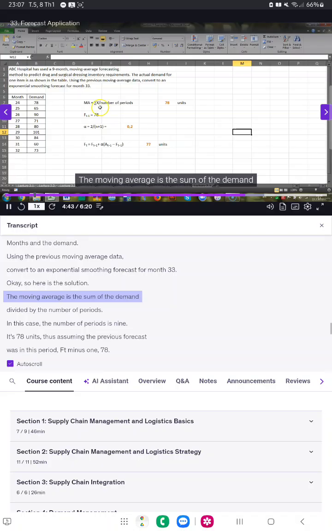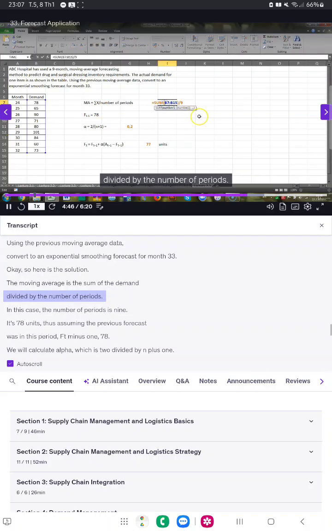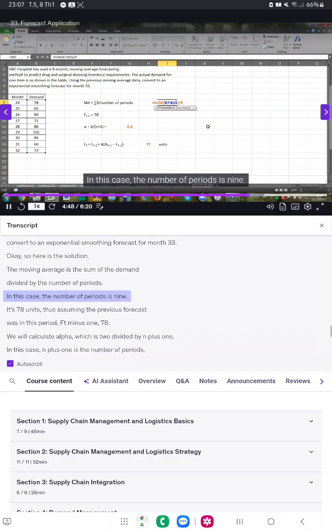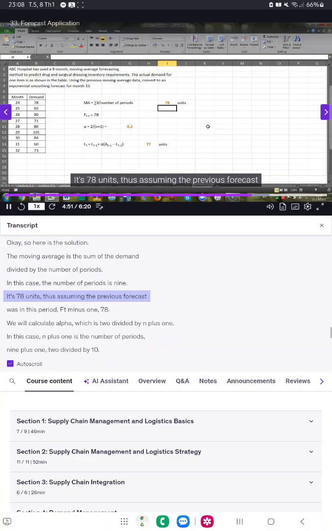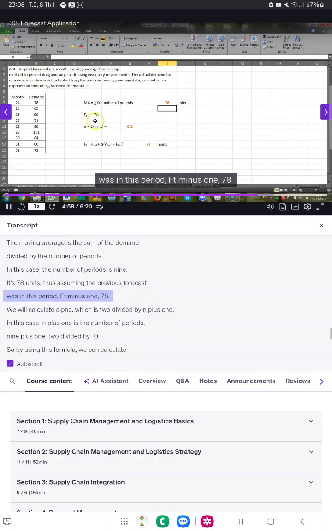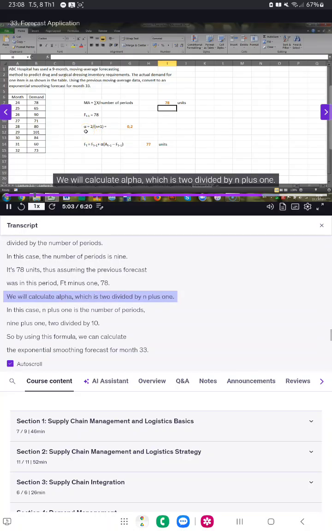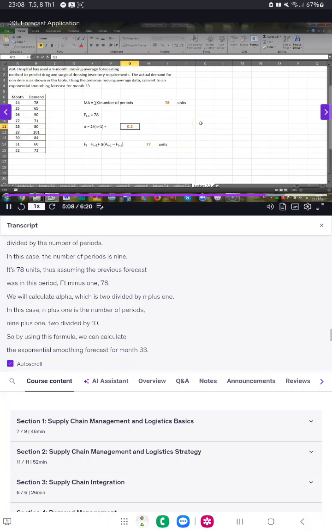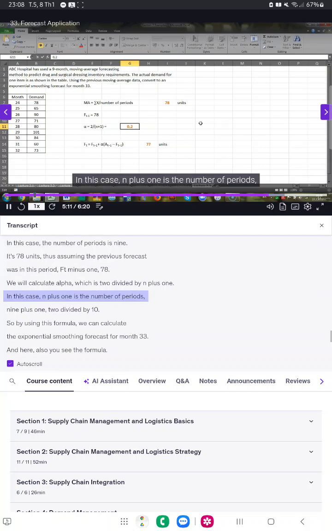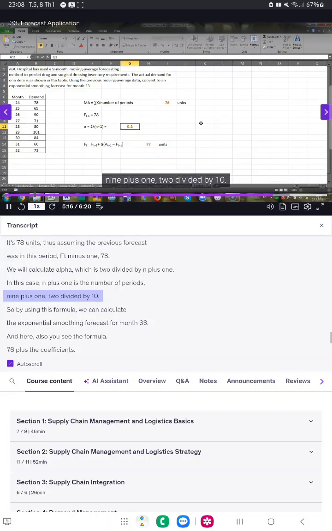The moving average is the sum of the demand divided by the number of periods. In this case, the number of periods is 9. It's 78 units. Thus, assuming the previous forecast, F(t-1), was 78, we will calculate alpha, which is 2 divided by n plus 1. In this case, n plus 1 is the number of periods 9 plus 1, so 2 divided by 10.